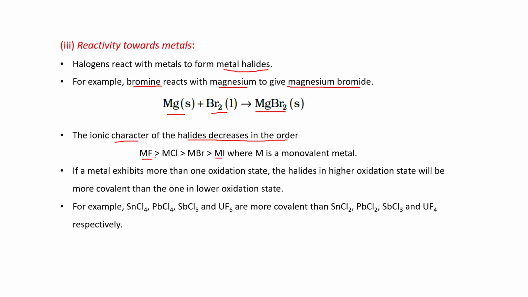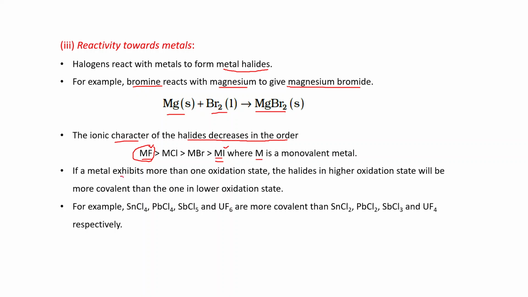What is the reason? The greater the difference in electronegativity, the greater the ionic character. Fluorine being the most electronegative, that's why metal fluorides have the highest ionic character, and iodine is the least electronegative in this group. That's why metal iodides have the least ionic character, where M is a monovalent metal.